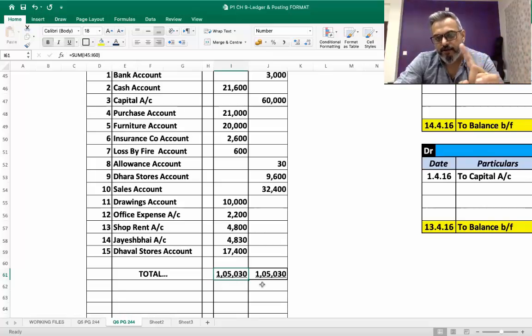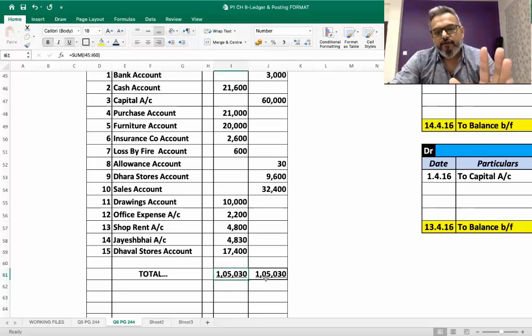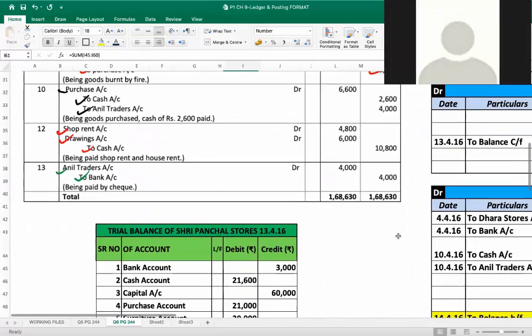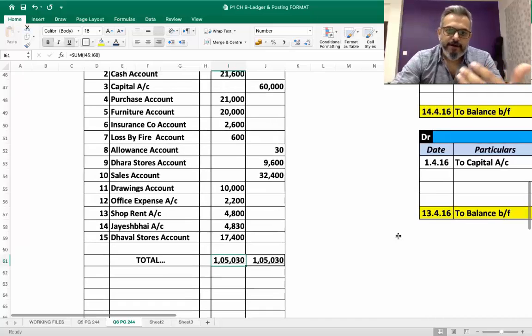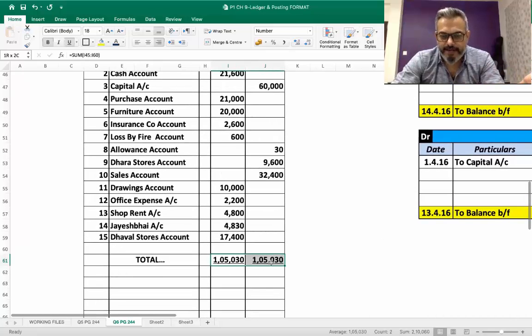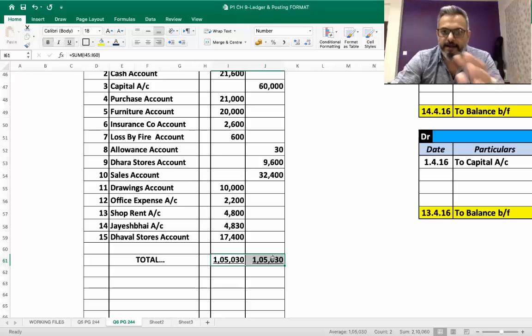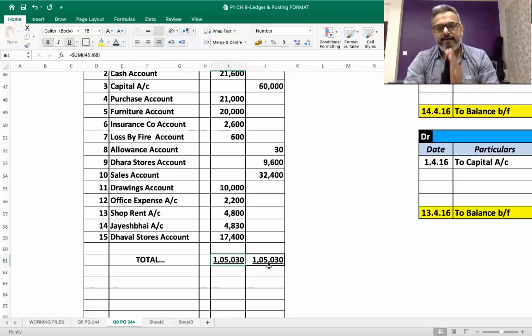This total of 1,05,000 has no significance. The only importance is that your debit should be equal to credit. The purpose of the trial balance is to know the balances, and at the same time to check the arithmetical accuracy of all these ledger postings. If you have forgotten to give a credit or debit effect, it will not tally. If you have recorded one effect twice, it will not tally. If you made a balancing or totaling mistake, it will not tally. So you will come to know that somewhere there is a mistake, and that's why we go stage-wise. Got it?